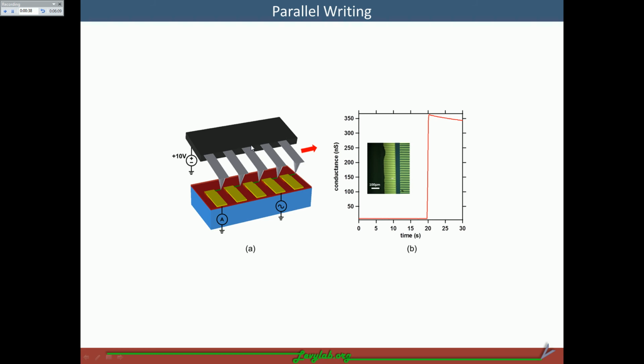This experiment has a positive bias on the tip, and if we move the probe array in the direction indicated by the arrow, we write wires in parallel between all the electrodes. You can see the result here is a jump in conductance between electrodes A and B. This is an image of the probe array in the electrodes, which is kind of big.